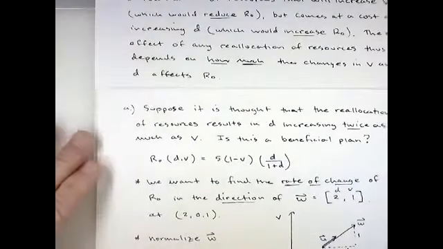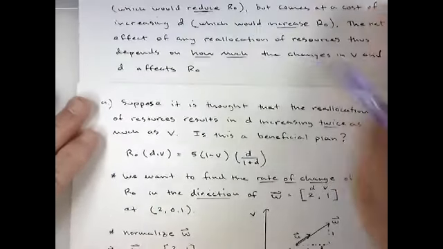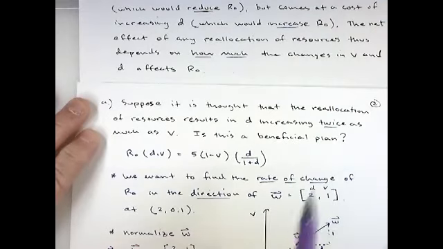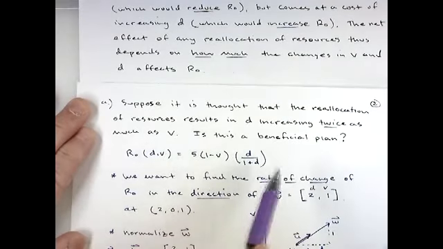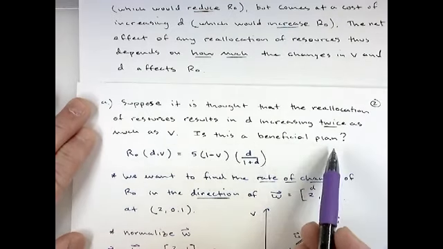So let's get more specific now. Let's say, and this is the book's example, that it's known or thought that our reallocation is going to have the result of increasing D twice as much as V. And so the question is, is this a beneficial plan?